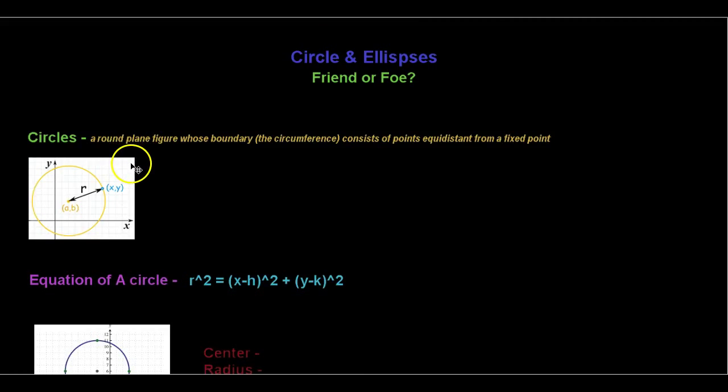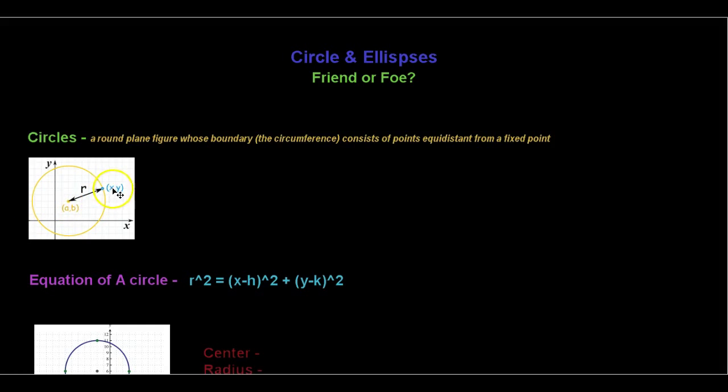So a circle, we've all seen them around before, but the exact definition is a round plane figure whose boundary consists of points equal distance from a fixed point. That fixed point, or the center of the circle, is going to be represented by (h, k) here on this graph that we have on this picture. And then r, which is the radius, the distance from every single spot on the circle to the center, is going to be the exact same, and then all the way across is the diameter.